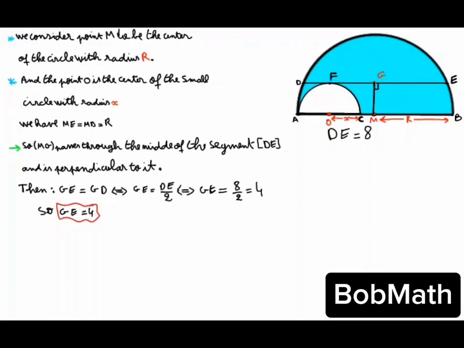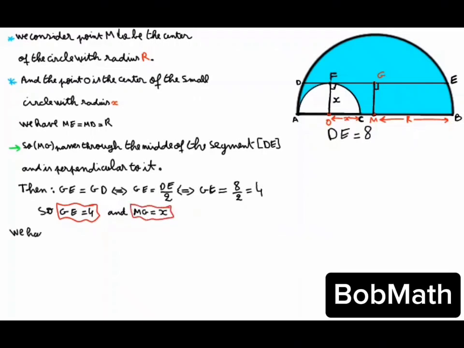We have, according to the figure, OC equals x. So FO equals x. We also have the straight line DE tangent to the small semicircle at point F. So the angles FGM equals 90 degrees and OFG equals 90 degrees. Therefore, FGMO is a rectangle. So MG equals x.